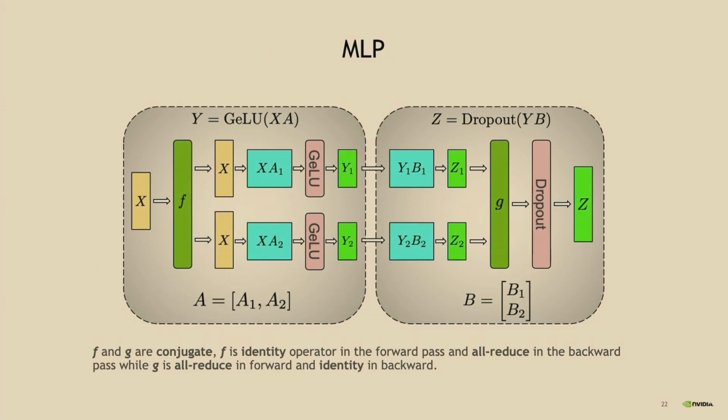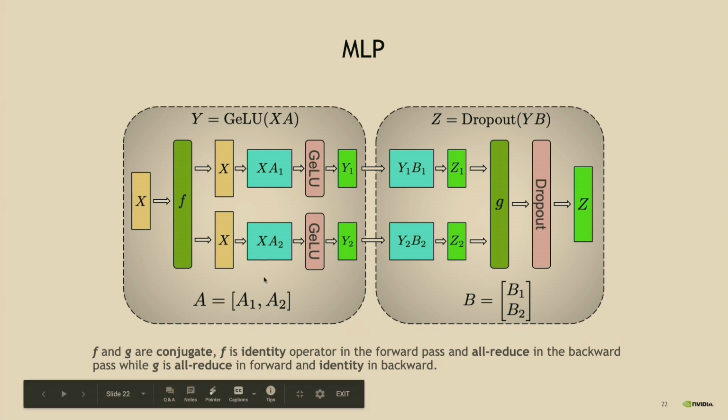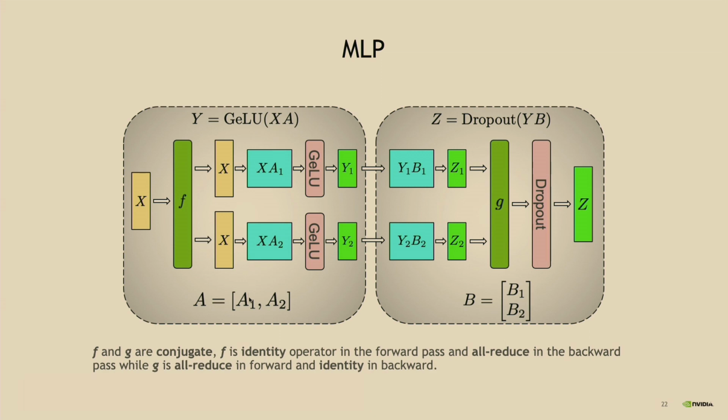For the whole MLP, what we do is combine the row and column parallelism. Let's see how we do it. Here, the first block is a GLU of the XA. So we split A along its columns. X comes in, gets multiplied. We do the activation or nonlinearity, and then we have the parallel outputs, basically.